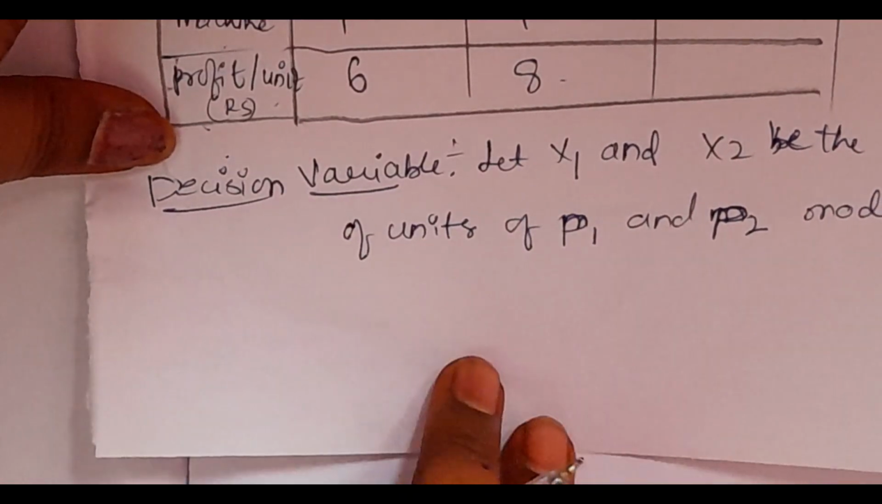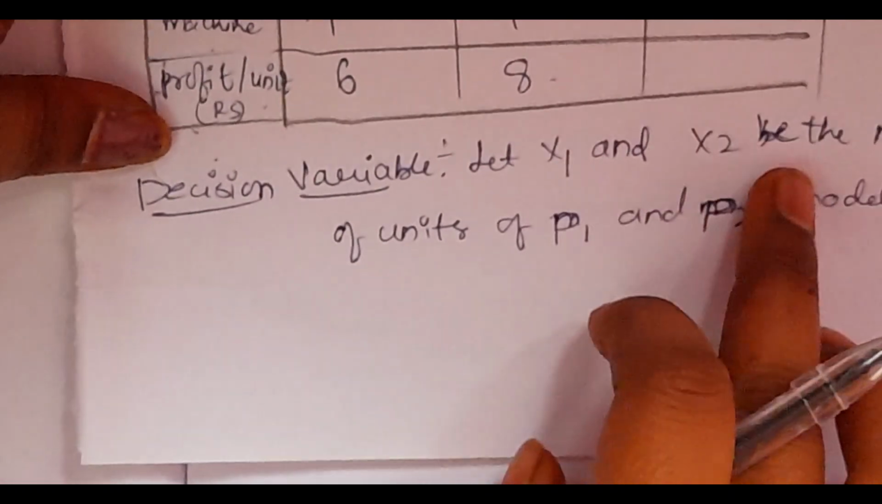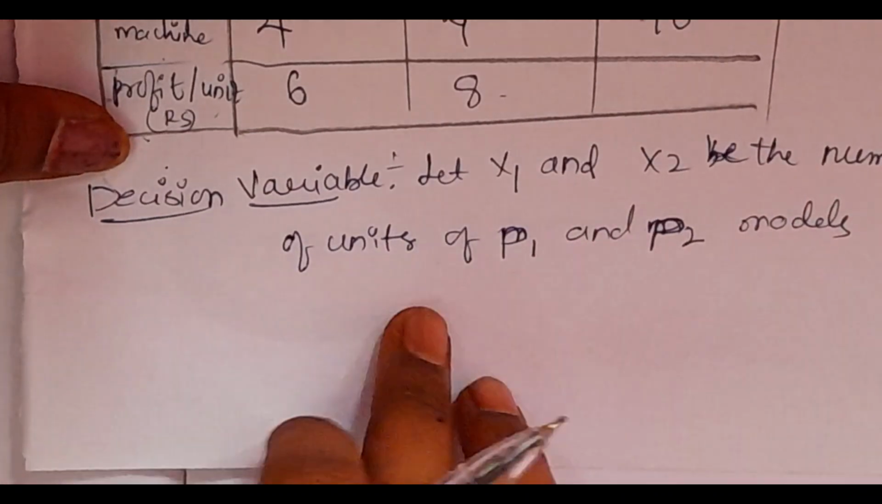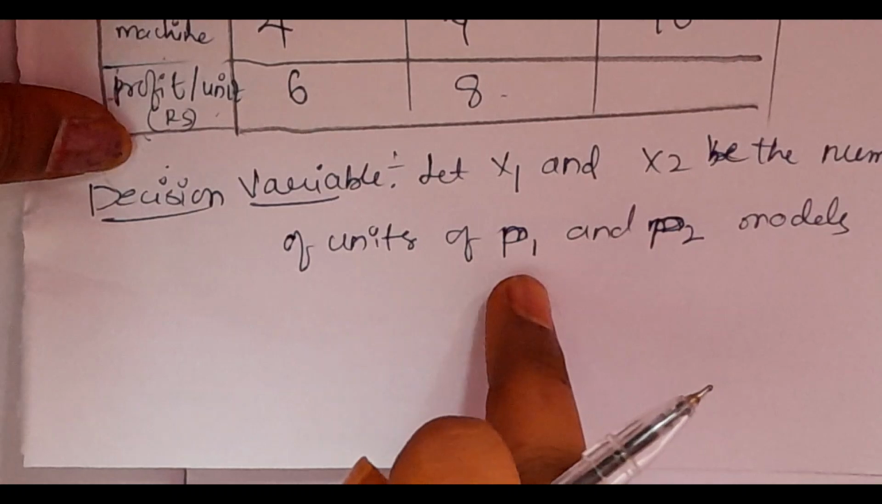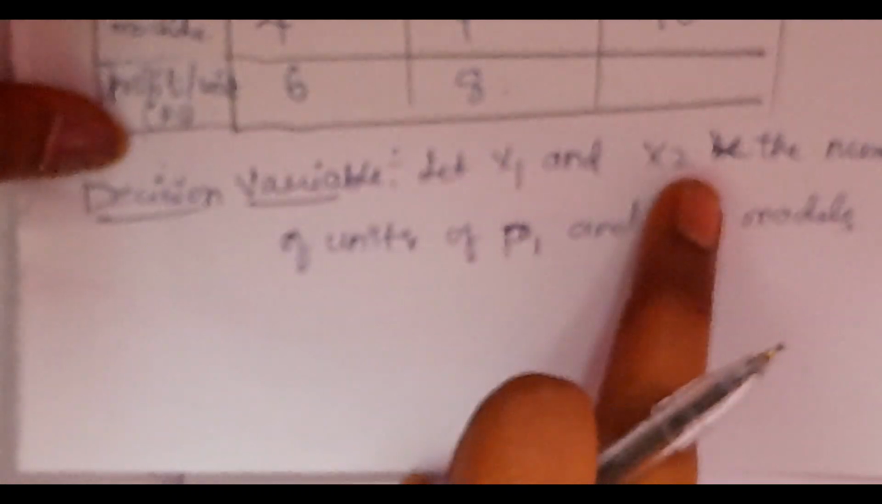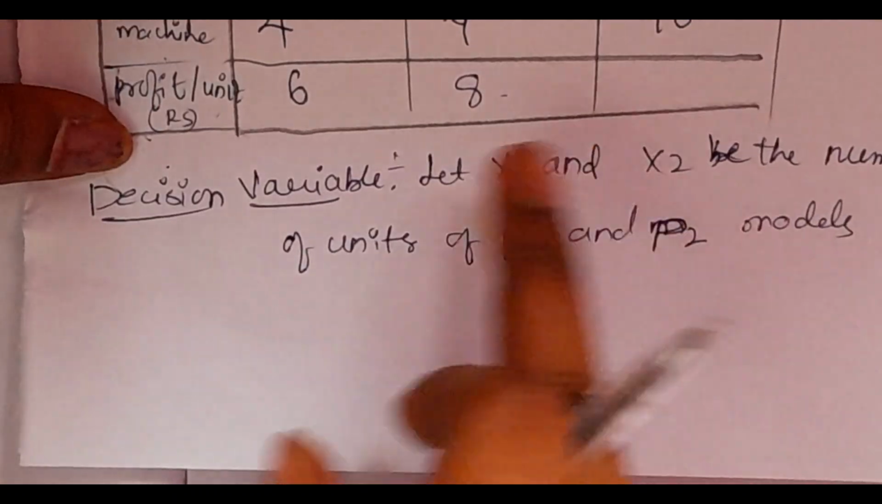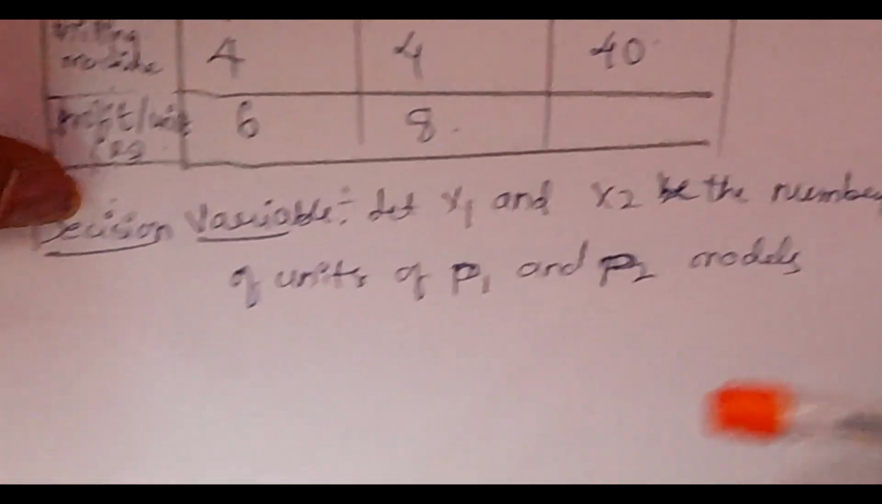So next we have decision variable. Let x1 and x2 be the numbers of units of P1 and P2 models. Means we can write P1 and P2 as x1 and x2. We have to consider P1 and P2 as x1 and x2. Understand? Next we have objective function.